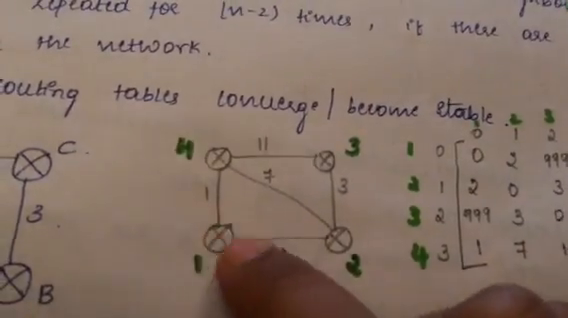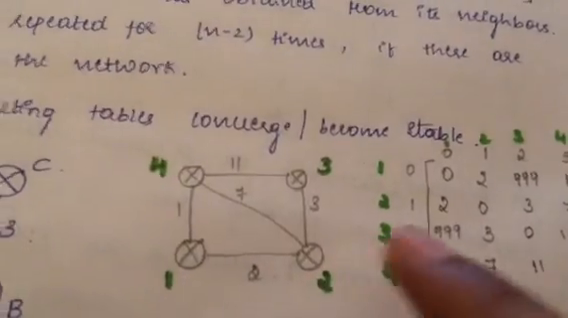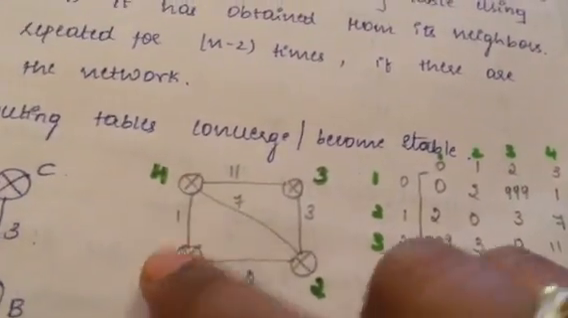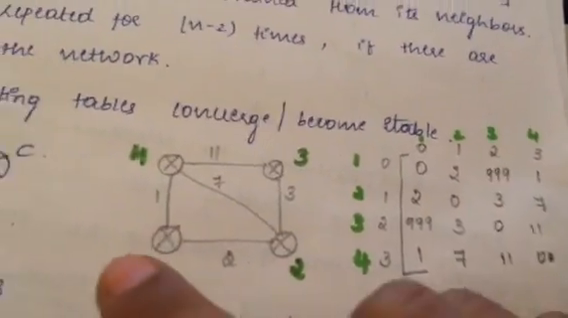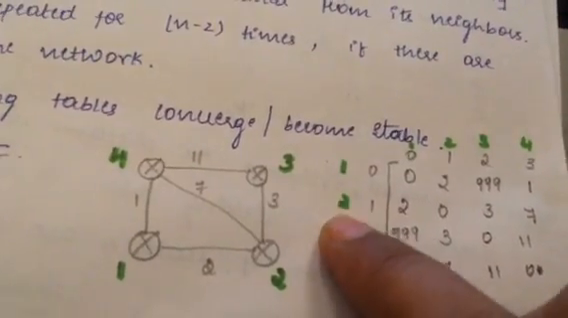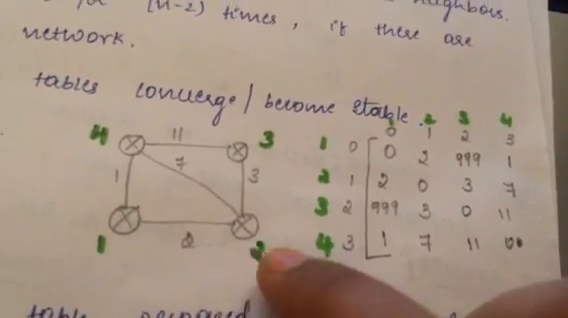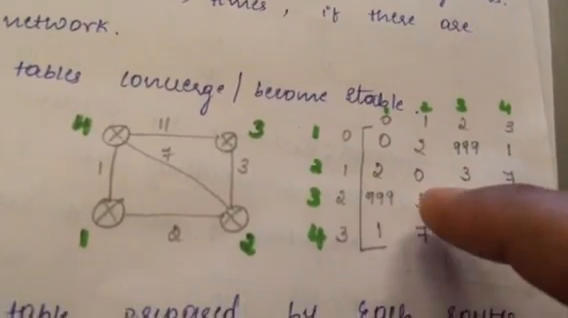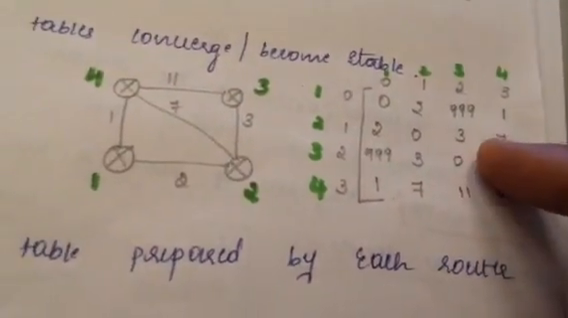From node 1 to node 1 itself, it is 0. From node 1 to node 2, it is 2. From node 1 to node 3, you don't have any direct link, that's why it is 999. From node 1 to node 4, it is 1. Next is node 2. Node 2 to node 1, it is 2. Node 2 to node 2 itself, it is 0. Next, node 2 to 3, it is 3. Next, node 2 to 4, you have a direct link, it is 7.